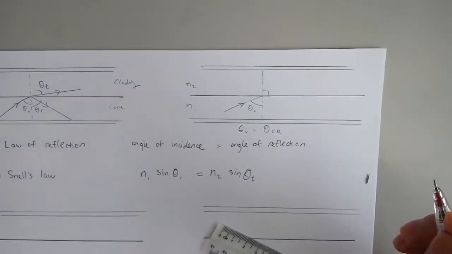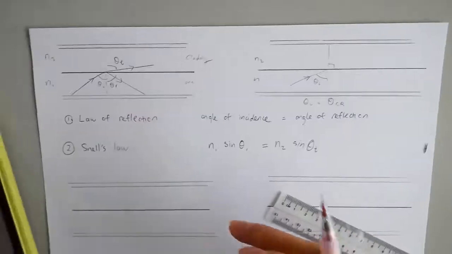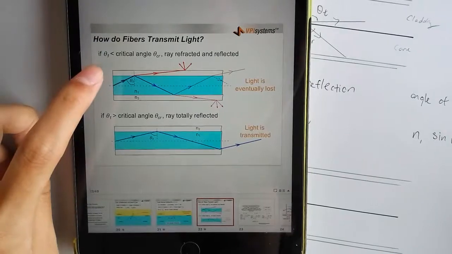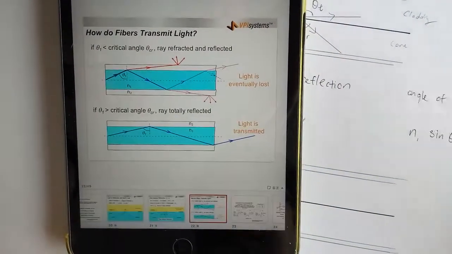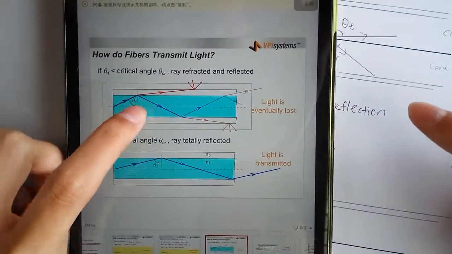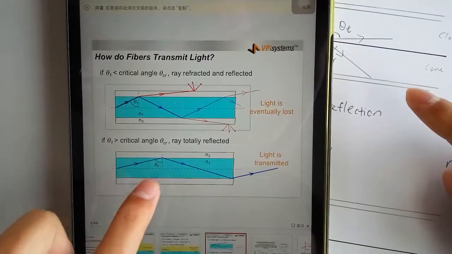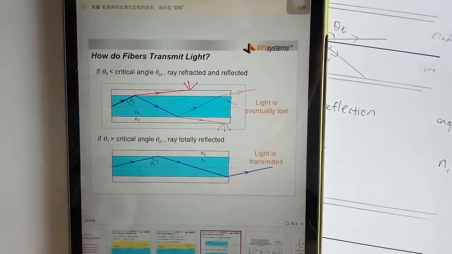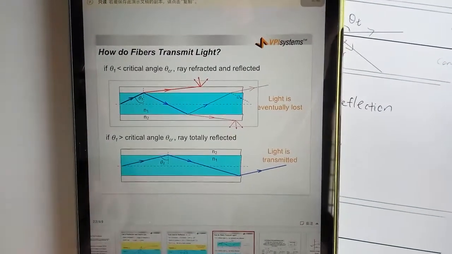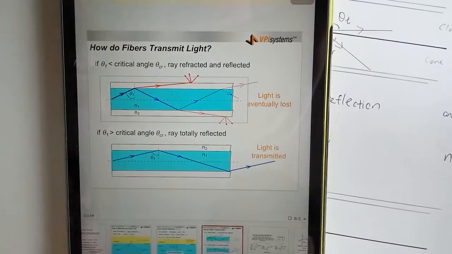So how does this critical angle help in the transmission of light? If theta 1 is less than the critical angle, the ray is both refracted and reflected, so there will be some energy loss at the reflection. But if theta 1, the incident angle, is greater than the critical angle, the ray is totally reflected, and there will be no energy loss throughout the transmission.